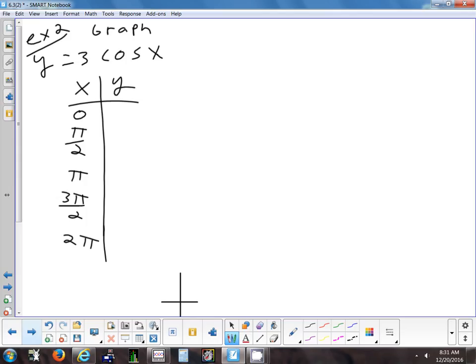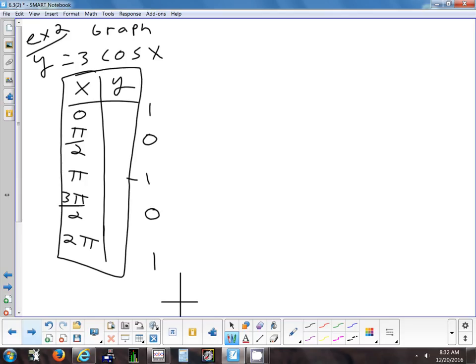So 0, 1, 0, negative 1, 0. Does everyone agree? 1, 0, negative 1, 0, 1. Yes. 1, 0, negative 1, 0, 1. Okay, so those would be the originals. And Quinn, what am I going to do to all those y values? Yeah, just got to multiply them all by 3.